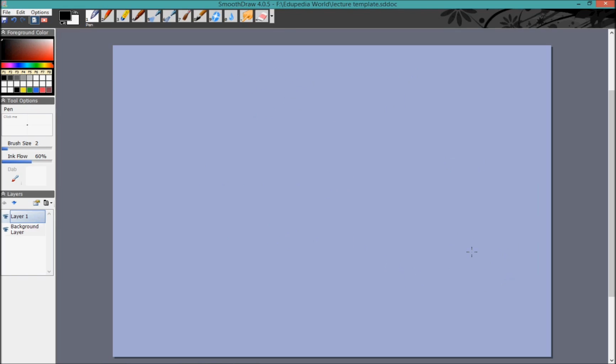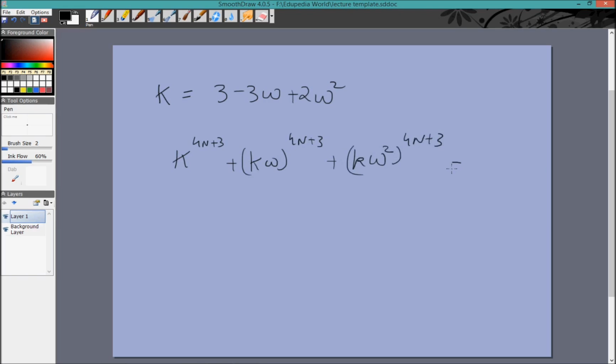Let's look at option C. Option C gives me a couple of terms. What I can do, to make it easy, is take K as 3 minus 3 omega plus 2 omega square. If you notice quickly, the first bracket is K. In the second bracket, everything is shifted by 1, so it is K omega. And the third one is K omega square. So I am given K to the power 4n plus 3, plus K omega to the power 4n plus 3, plus K omega square to the power 4n plus 3, is equal to 0.